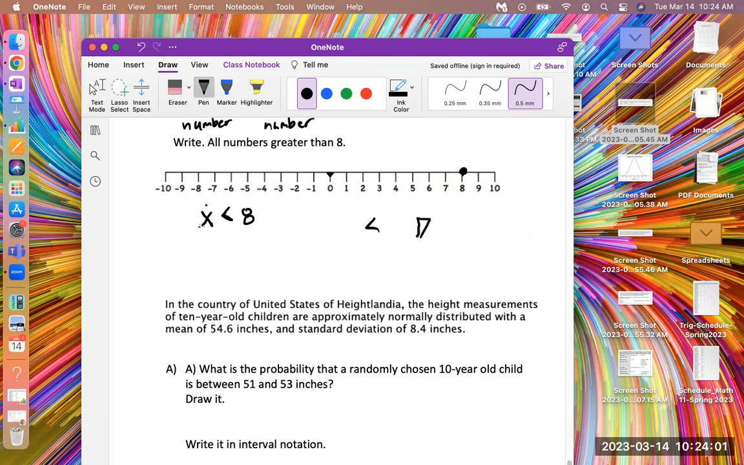Is this all numbers where the variable x is bigger than 8? Is that what this sentence is showing? No, it's not, because the inequality, the alligator's mouth, should be facing the larger number. And so we want to say x is bigger than 8. So that's what it's going to look like mathematically.